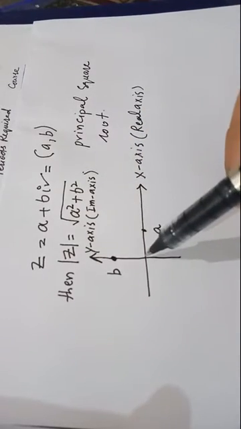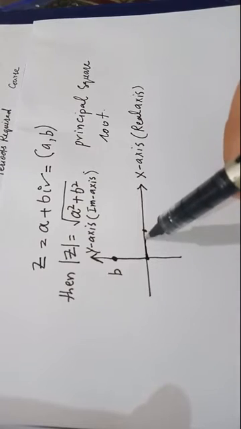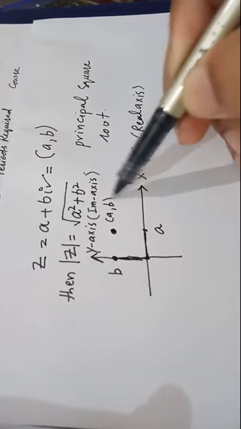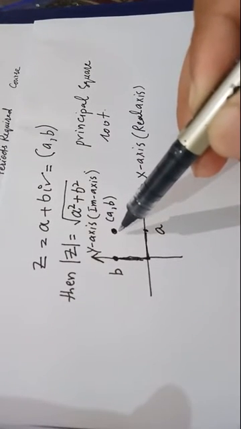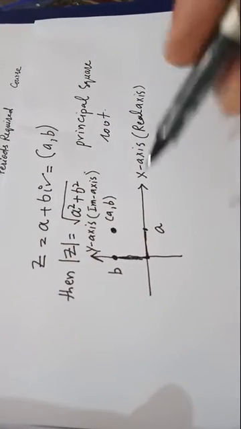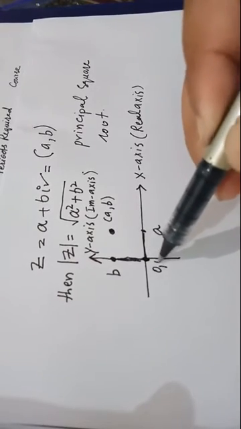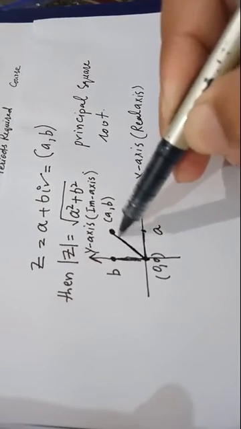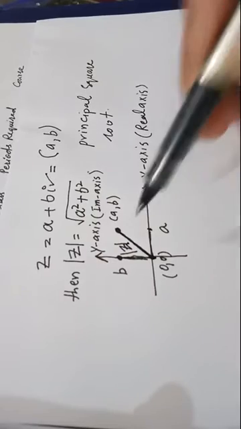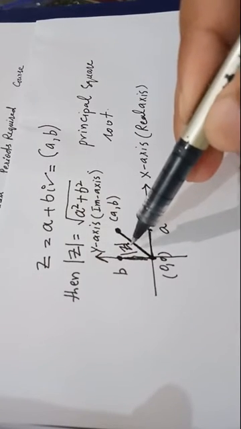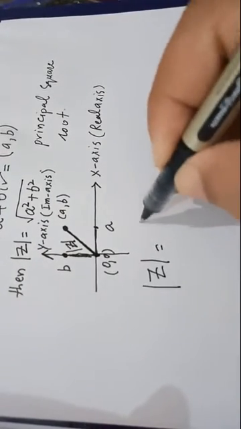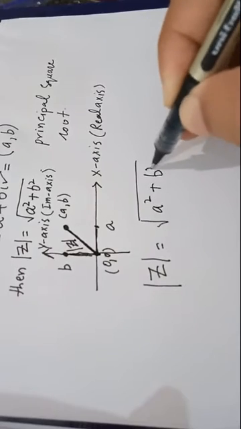So let's say on the real axis this distance is a unit and this distance is b unit. So this point has coordinates a comma b, and the ordered pair shows the position of this point in the complex plane. This is the origin (0, 0). The distance from the origin to that point in the plane is called absolute z. You know that distance is always positive, so absolute z is equal to the positive square root of a square plus b square. So this is the definition.